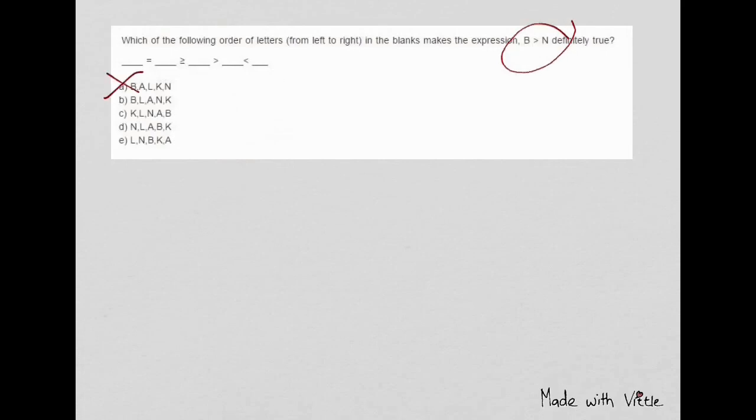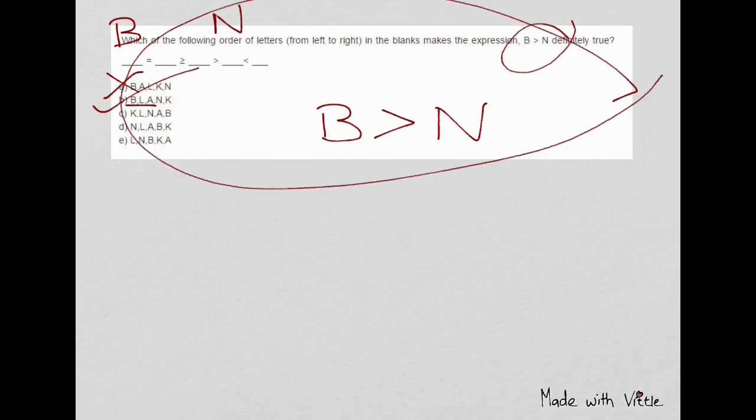Now you see this here. If you put this, B will go here and N will go here. You will get B greater than N. Definitely true. So what is the answer? B. Don't need to check anything else. If it suits there, that's the thing. And you don't need to confirm yourself. So that's why you have to practice these kinds of questions.